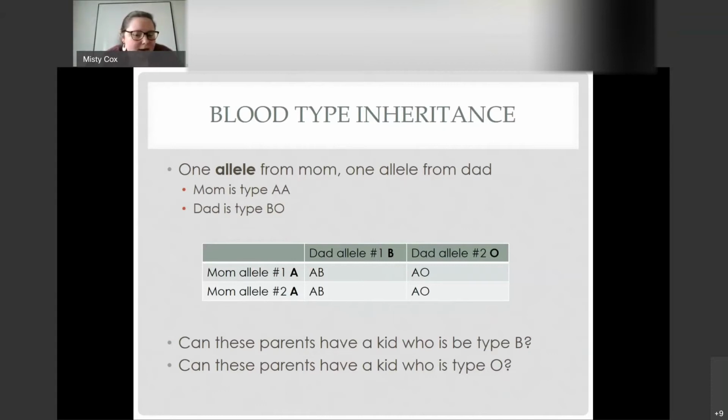Can these parents have a kid who is type B? In this graph in the middle, you're going to see the possible combinations of alleles based on these two parents. Can they have a kid who is type B? Yes or no?